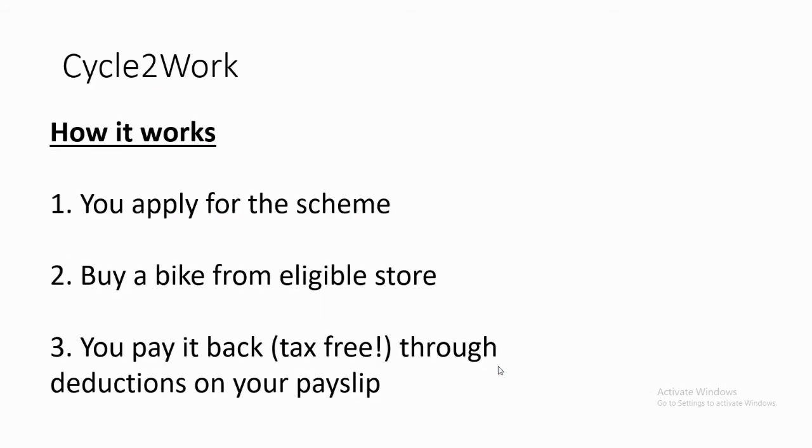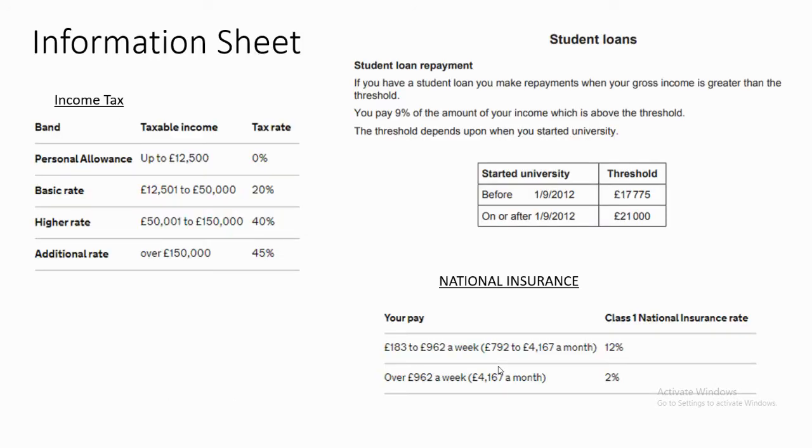Okay, third possible deduction that I'm going to look at now is a cycle to work scheme. There are certain schemes where you can pay for things out of your salary and then pay back through your salary every month. So how it works: you apply for the scheme, you buy a bike from an eligible store, you then pay back tax-free, so before income tax, before national insurance, through the deductions on your payslip. Okay, nice and simple, and we'll talk about that shortly.